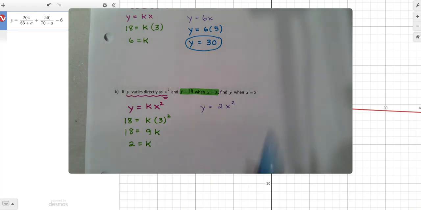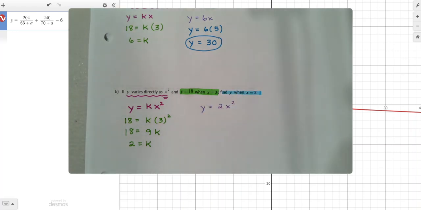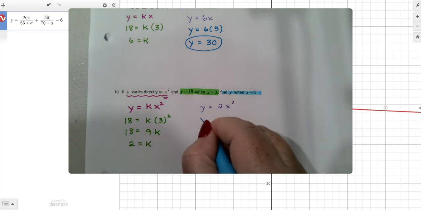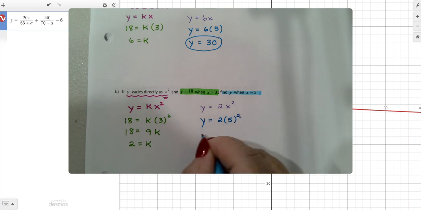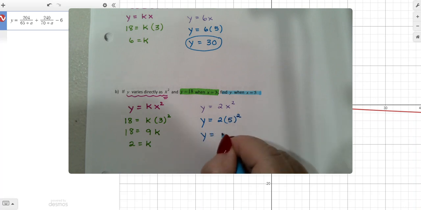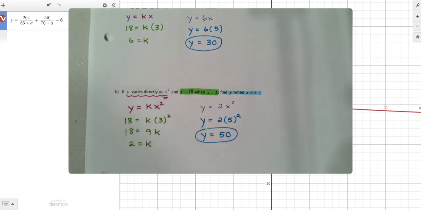And finally, I'm ready to answer the question. I can find y when x equals 5, just by plugging that 5 in for x. That'd be 2 times 25. And this time I get y equals 50.